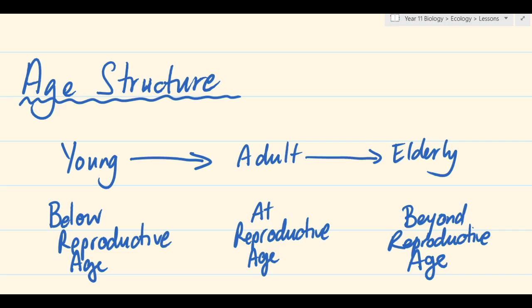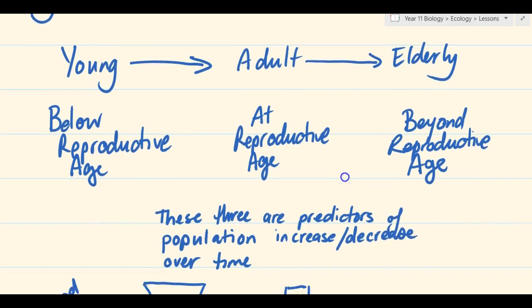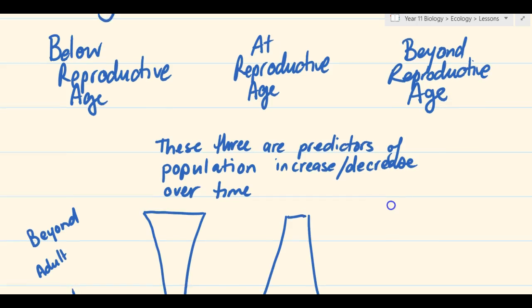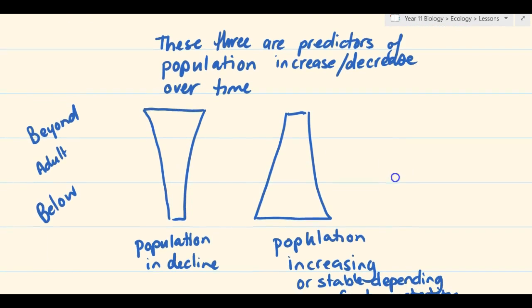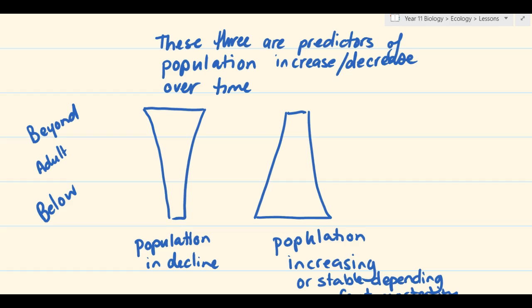All they can then do is help to protect the current population while the adults are busy trying to have babies. So we look at the age structure in any population to assess its health, because all three of these are indicators of whether a population is stable, increasing, or declining.